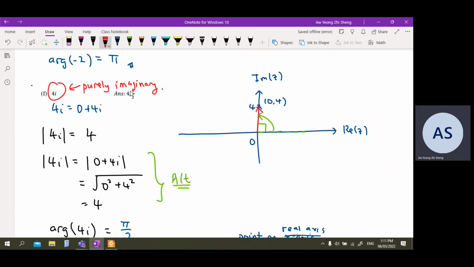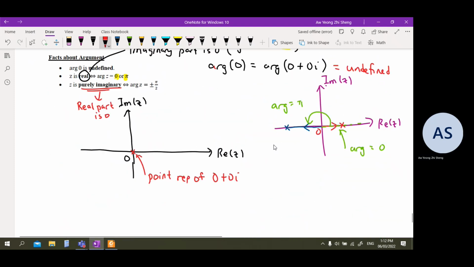Okay, so for a purely imaginary number, because the real part is 0, that means the x coordinate is 0 on the Argand diagram. When the x coordinate is 0, the point must be on the y-axis. And so in such a case, depending on whether your point is above 0 or below 0, you only have two possible principal arguments. It's either plus pi over 2 or minus pi over 2.